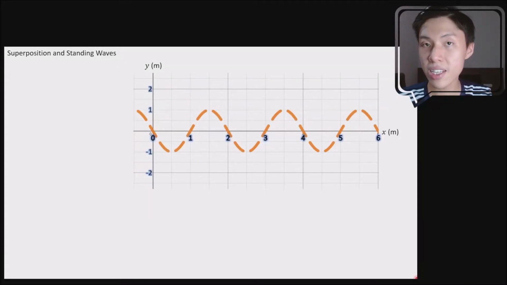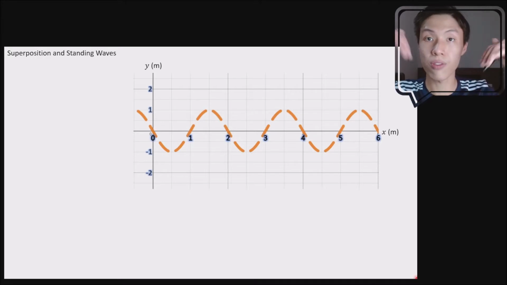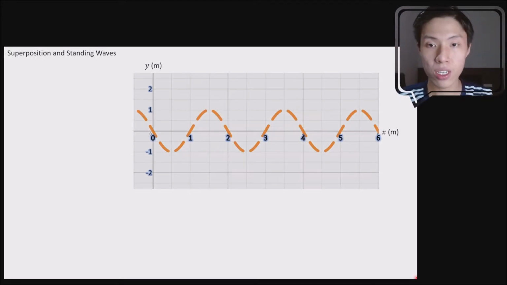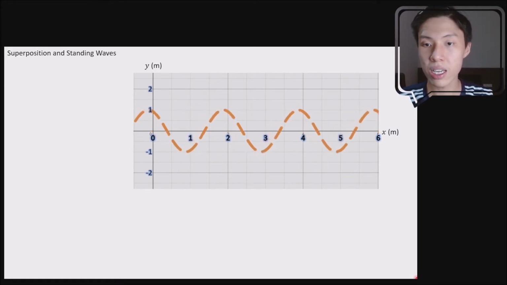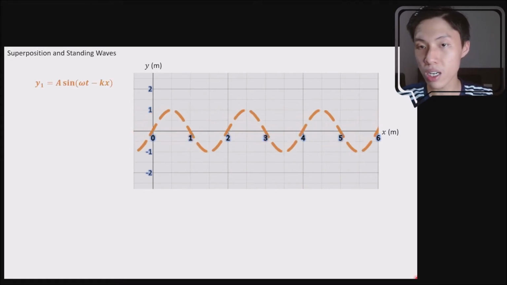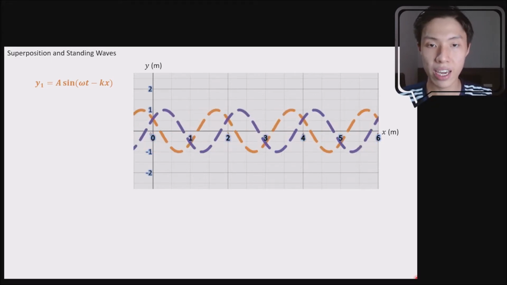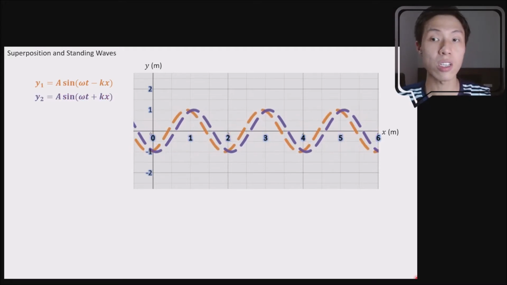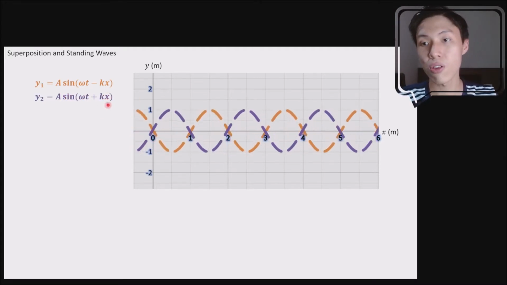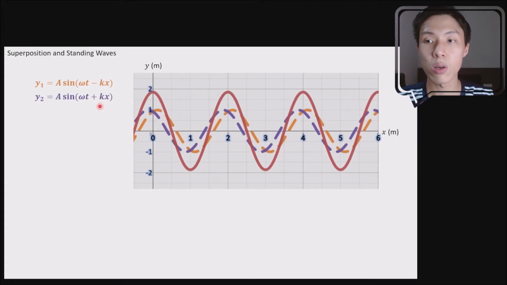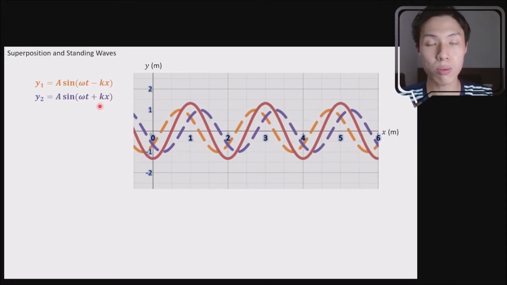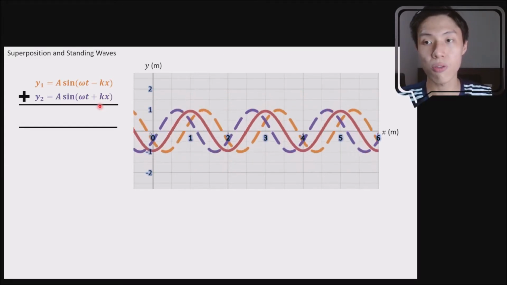We learned that the standing wave is produced by overlapping two progressive waves that are traveling in opposite direction. So we have here a wave that is progressing to the right. Then this wave can be expressed in this equation, a sine omega t minus kx. Then we overlap it with a reflected wave that is traveling in the opposite direction. Therefore, it's positive kx.